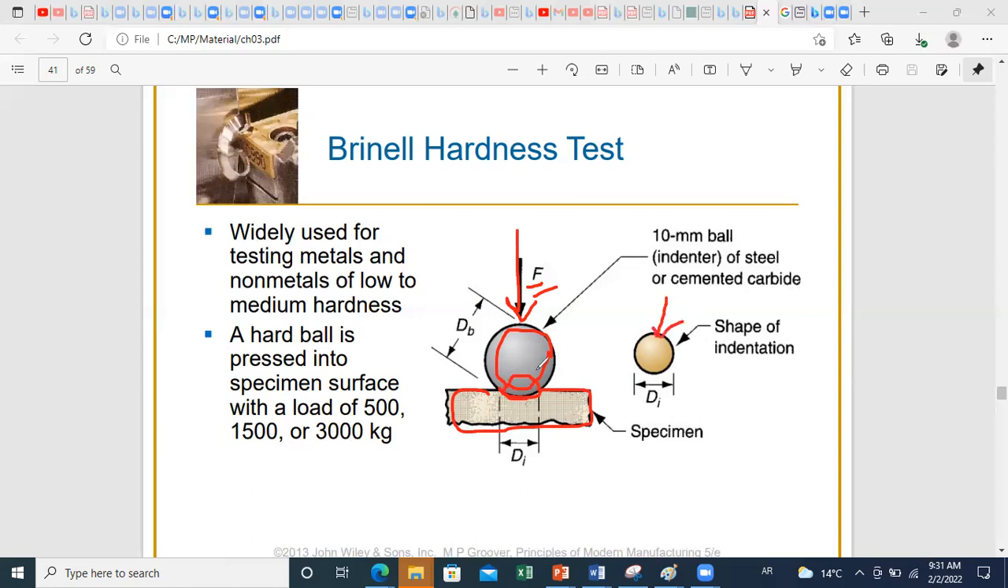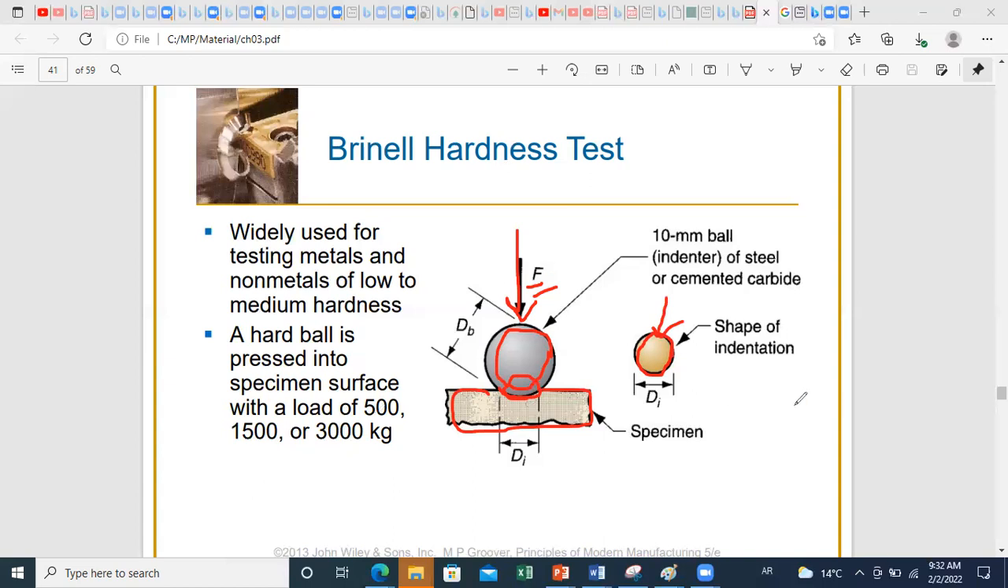Imagine that when you remove the ball, you are looking at the top, you will see a hole whose cross-sectional area is a circle, and the higher the hardness, the lower the diameter of indentation. So the idea here is to use a ball. Now the mass of the ball can be variable, and the hardness will be related to the value of the force.